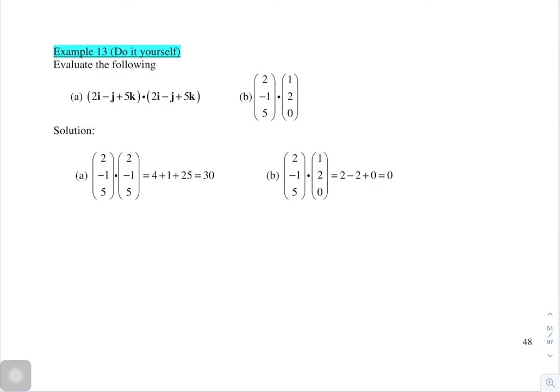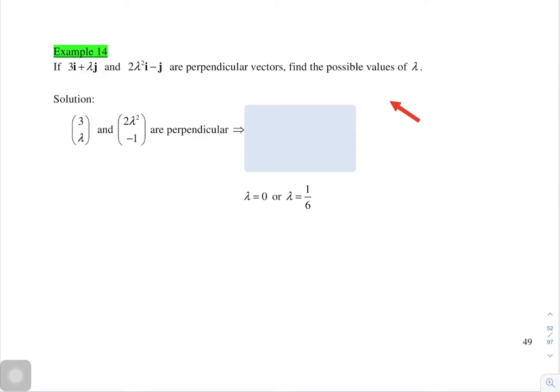Alright, I will leave example 13 for you to do on your own. We will go into example 14. Now in example 14, you are asked to find the possible values of lambda such that these two vectors are perpendicular vectors. Now 3i plus lambda j, we can write it in the column form. 2 lambda squared i minus j, we can also write in column form. To find the values of lambda such that these two vectors are perpendicular, we apply the condition where when two vectors are perpendicular, the dot product between the two vectors will give rise to 0 scalar.